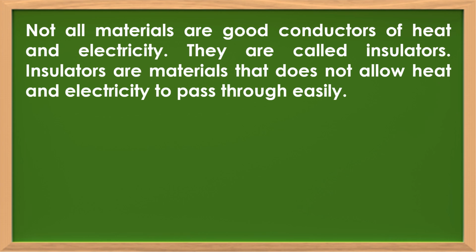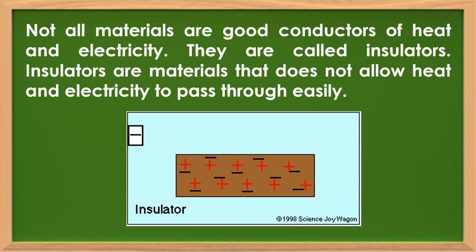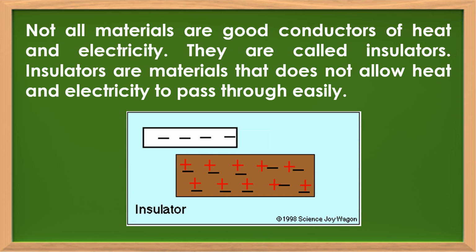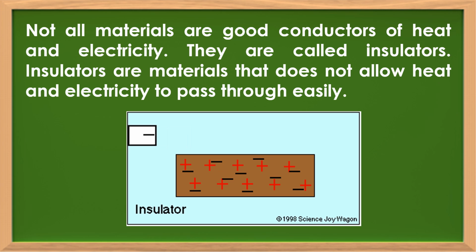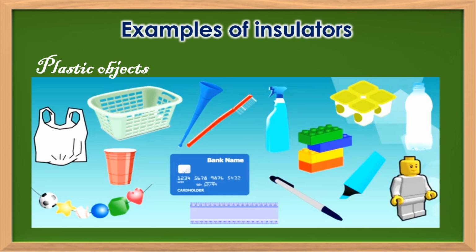Not all materials are good conductors of heat and electricity. They are called insulators. Insulators are materials that do not allow heat and electricity to pass through easily. Plastic objects like in the picture are examples of insulators.